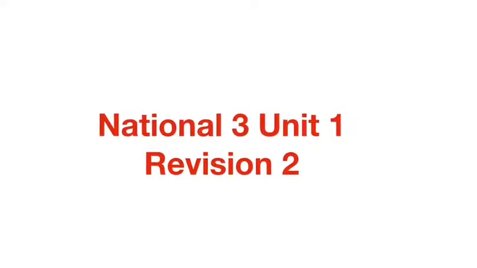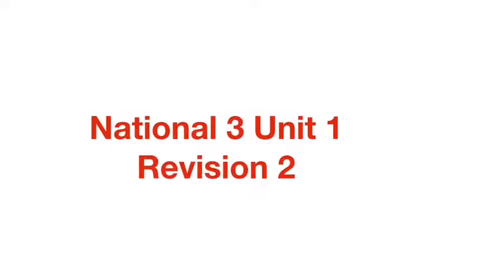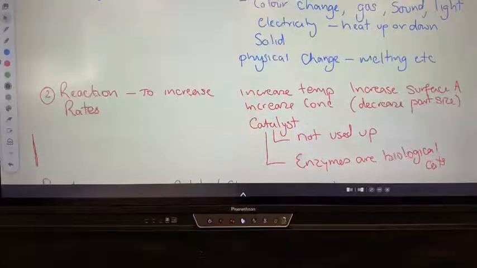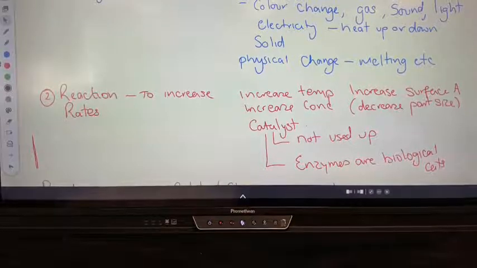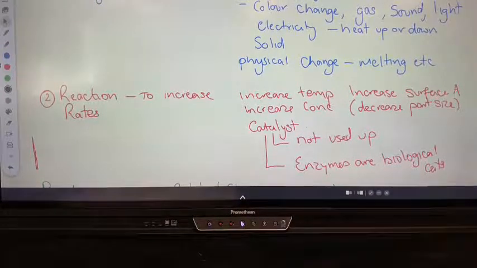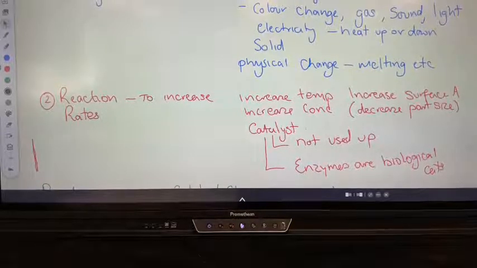National 3, revision for Unit 1. This is the second part. Unit 1 is broken down into 6 subsections. Subsection 1, chemical changes. Physical changes are easy to turn back, things like melting and boiling, and no new substance is made.